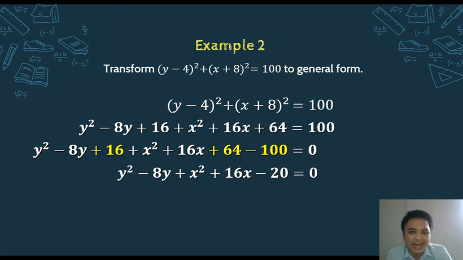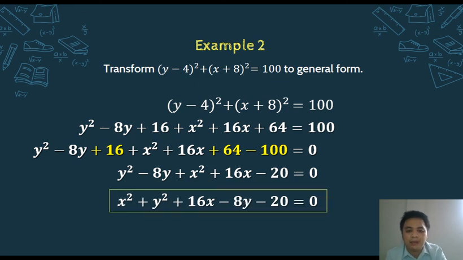And para sa ating last step, ayusin mo lang siya na naka-general form, x squared, y squared, dx, ey, tsaka f equals to 0. So, this will become x squared plus y squared plus 16x minus 8y minus 20 equals 0. Basic. Kayang-kaya mo magpunta ng standard form going to general form. Okay? Basic ba? Kayang-kaya na? I hope kayang-kaya mo na yan.